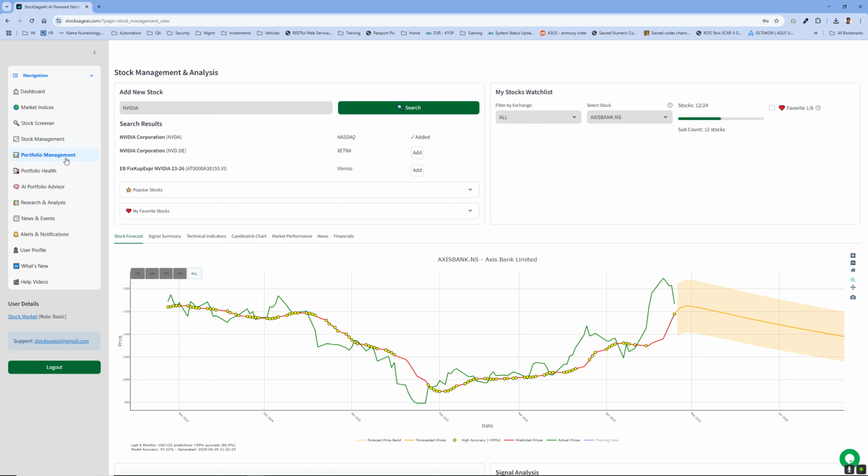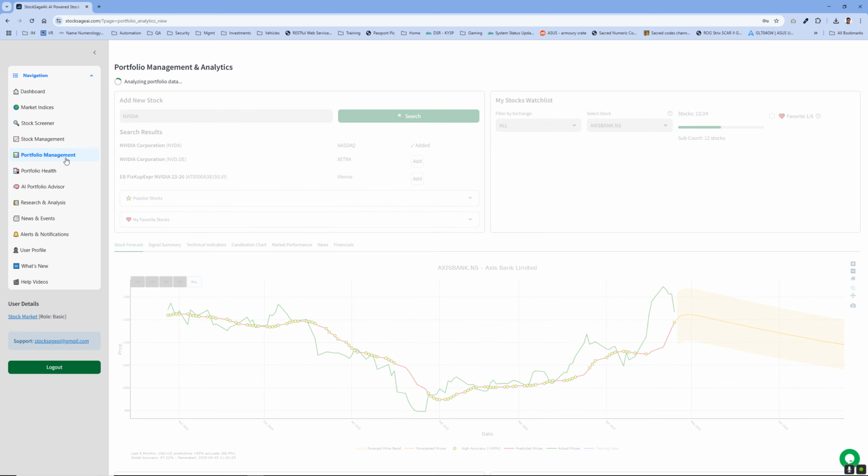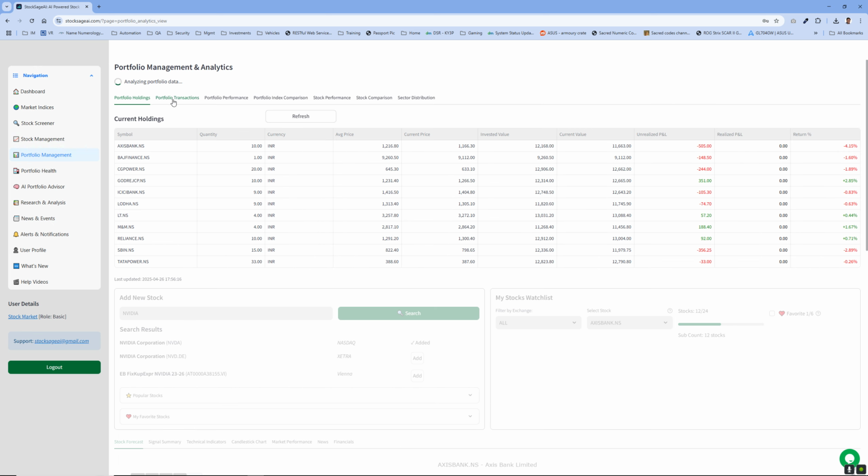If you're importing, going back to the portfolio management, you will be able to directly add those transactions in your portfolio for those stocks.